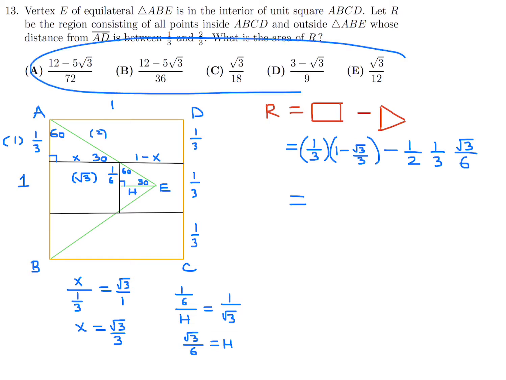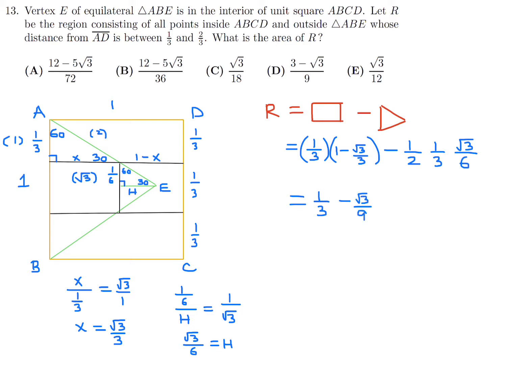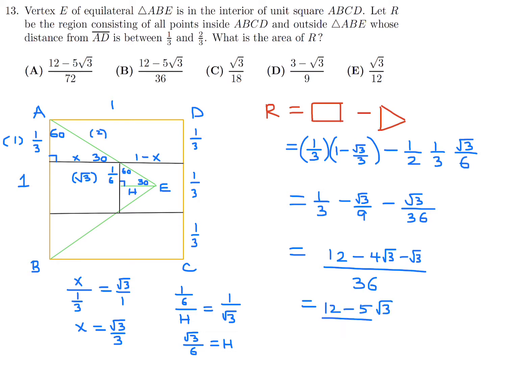We just have to get it into some form that looks like one of the answer choices. Okay, so here we go. 1/3, and then minus √3 over 9, and then this looks like √3 over 6 times 6, 36. Interesting. I guess we have to get a common denominator. 36 is most likely. Multiply top and bottom here by 12. Multiply top and bottom here by 4 for √3. And then this one just is √3. And that leaves me with 12 minus 5√3 over 36. And therefore, number 13, the answer is B.